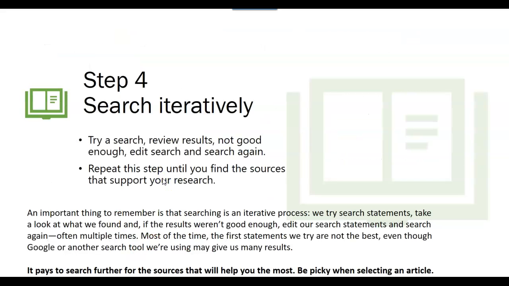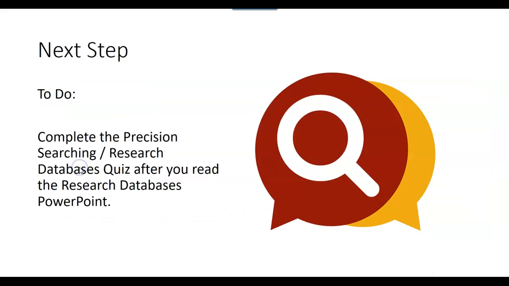Step 4 is the last: search iteratively, which means, it's a hard word to pronounce, when you complete a search and you look over what you found, and the results are just not good enough, you go back and edit your statement. You might be doing this multiple times. It's part of the research process, and you get better over time. And at the end I said, be picky when selecting an article. You want to make sure it answers what you're looking for, so the evidence is there.